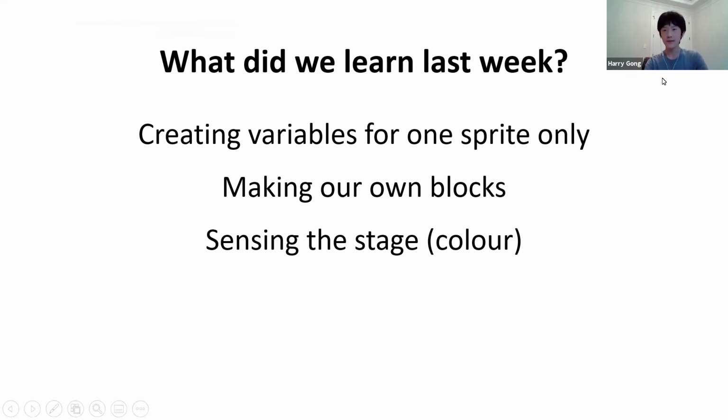So first, let's do a quick review of what we learned last week. We learned how to make variables for one sprite only. That was part of our review of the code that I presented to you last week. We learned how to make our own blocks using the My Blocks tab and how to define a custom block that we can use, just like any block that Scratch has built in. And we also looked briefly at how the characters can sense colors in the stage and whether they can touch those colors.